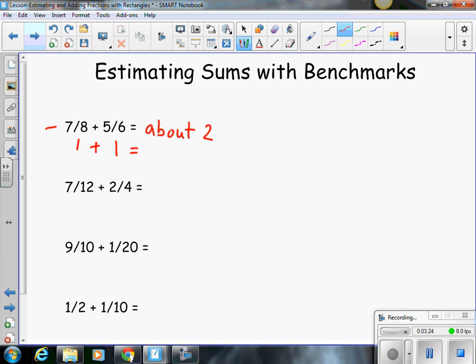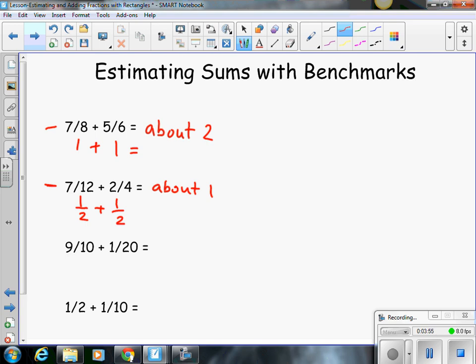All right, our next problem is 7/12 plus 2/4. Well, 7/12 is really close to 6/12, and 6/12 is the same as 1/2. So I'm going to estimate that to be close to 1/2. Plus 2/4 I know is the same as 1/2. So that's like adding about 1/2 plus about 1/2, which I get about 1.